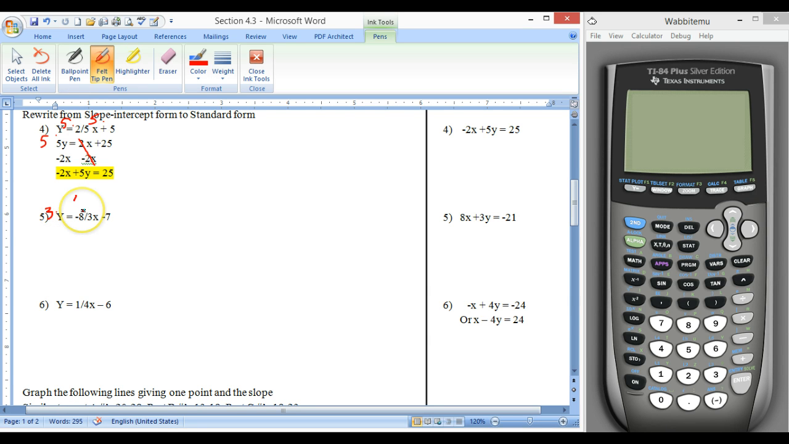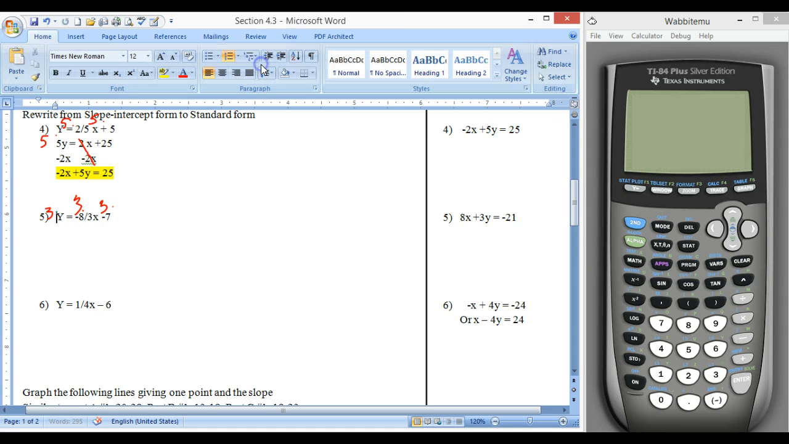And terms are separated by the addition sign, a plus sign, or a negative sign, a subtraction sign, or the equal sign. So here I have 1, 2, 3 terms. So over here I have 3y. Here again we can think of as the 3 and the 3 canceling, which leaves me with the -8x. And then a negative times a positive is -21.